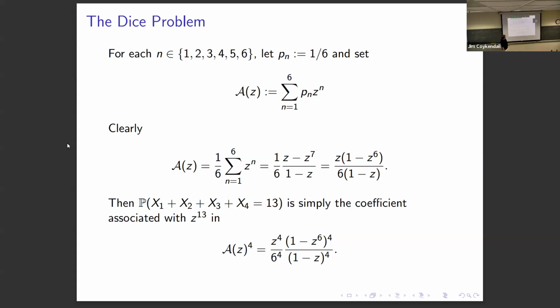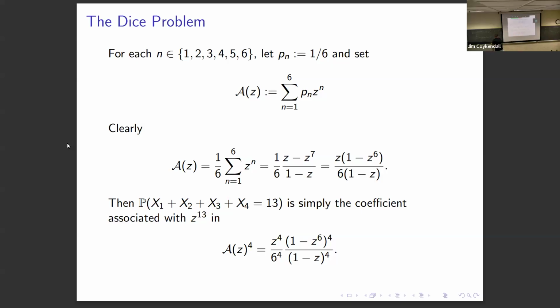And because of that, if I want to pick up this probability, remember this is the probability that when I roll the 4 dice, I get a 13. So if I want to pick that off, I just take the generating function associated with the sum, and I pick off the term next to z to the power 13. That's the idea.